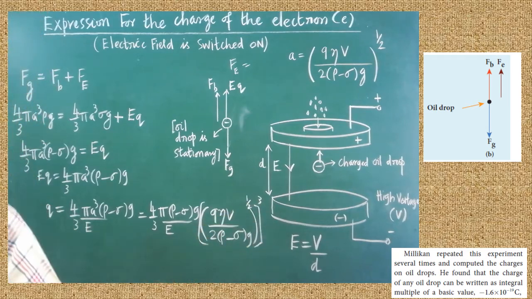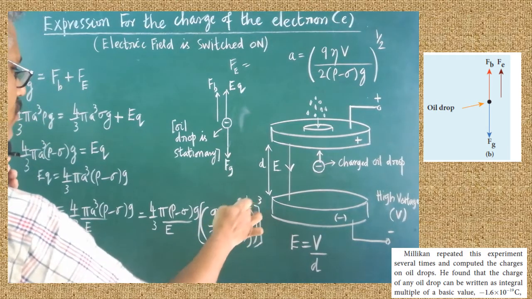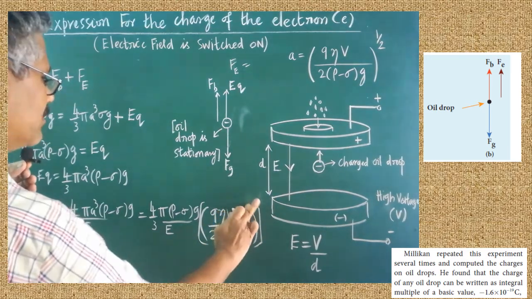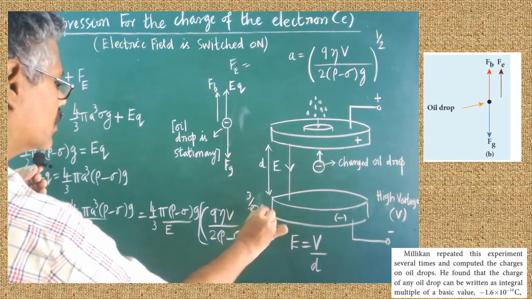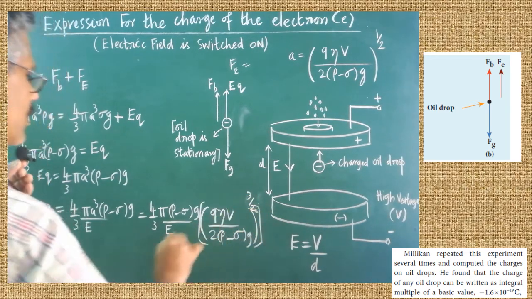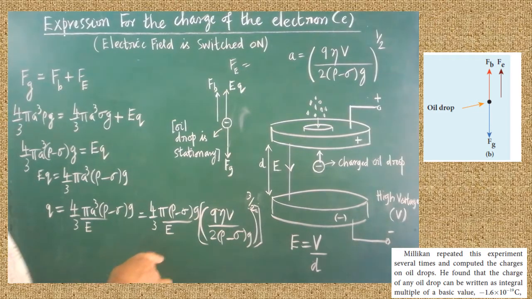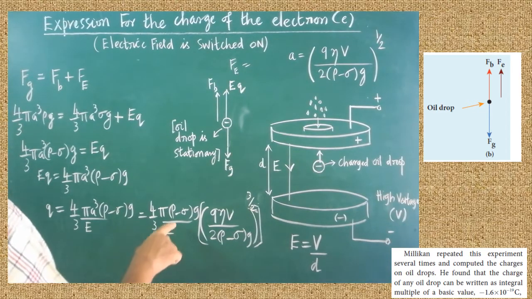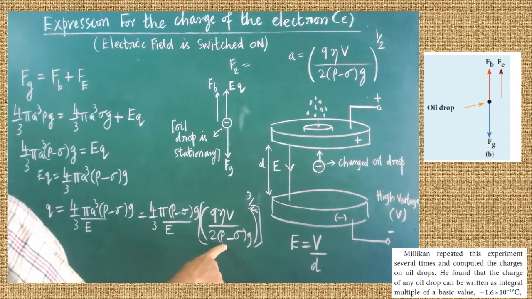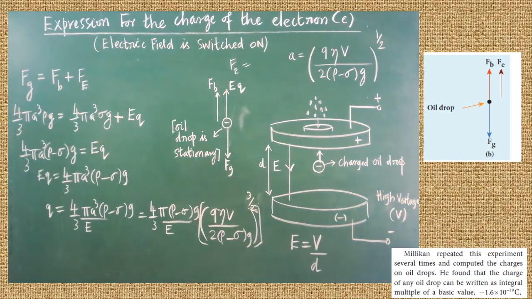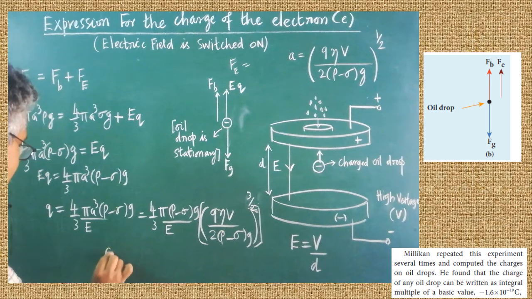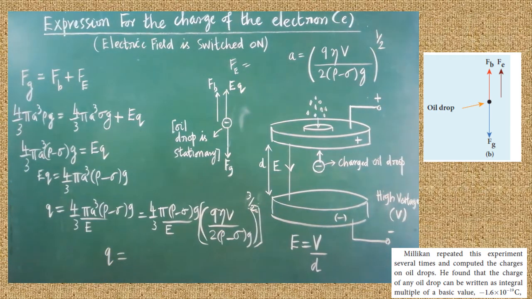Are you clear? So after that what will happen? If these two are multiplied, this one becomes 3 by 2. The whole factor becomes 3 by 2. Are you clear? So this is the final expression. With the help of this we are able to get the charge stored on the oil drop. Here certain factors can be simplified. Rho minus sigma is here, and rho minus sigma is there. So after simplification, finally you can get the expression for Q.